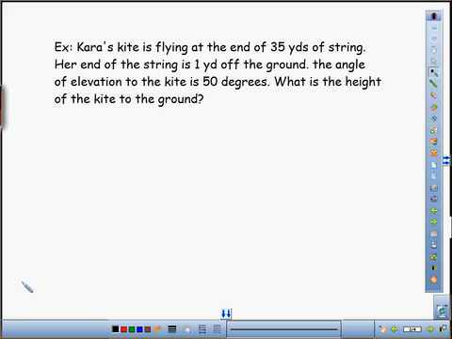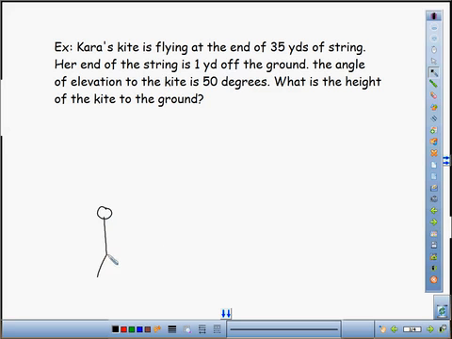It says Kara's kite is flying at the end of 35 yards of string. Her end of the string is 1 yard off the ground. The angle of elevation to the kite is 50 degrees. What is the height of the kite to the ground? As I have said before, I have to see something. So just reading these words doesn't really help me too much. So first, I am going to draw a picture.